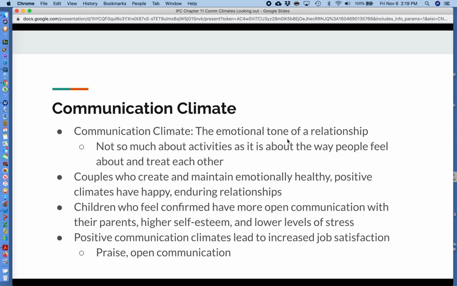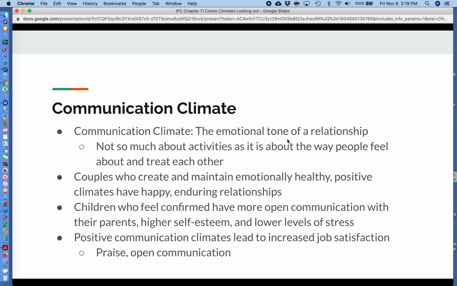When we talk about communication climate, what we're talking about is the emotional tone or the feeling of a relationship. So it's not so much about the activities that you engage in together or even the actual content of your communication as it is the way that you feel about the person you're communicating with and the way that you treat them. So we know that communication climates are important to relationships.